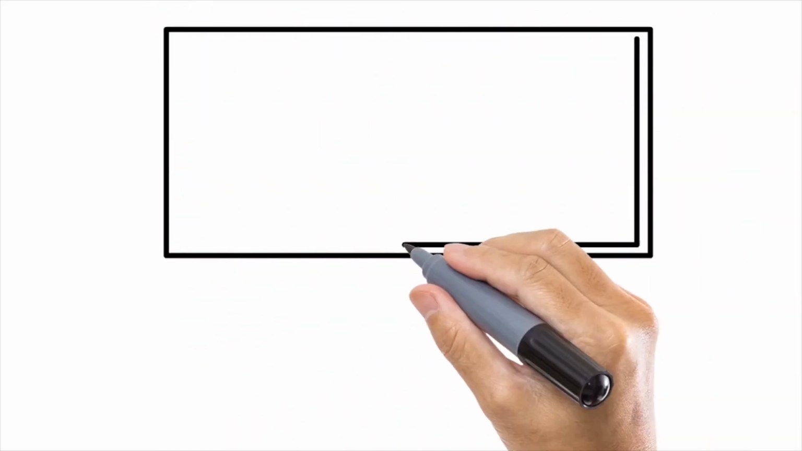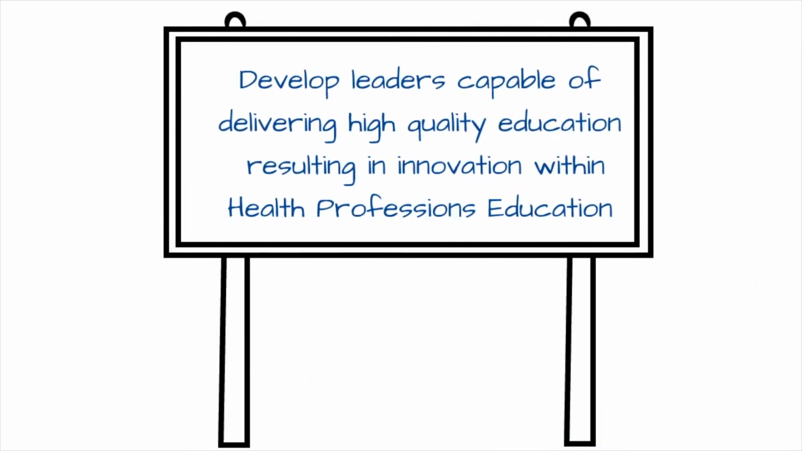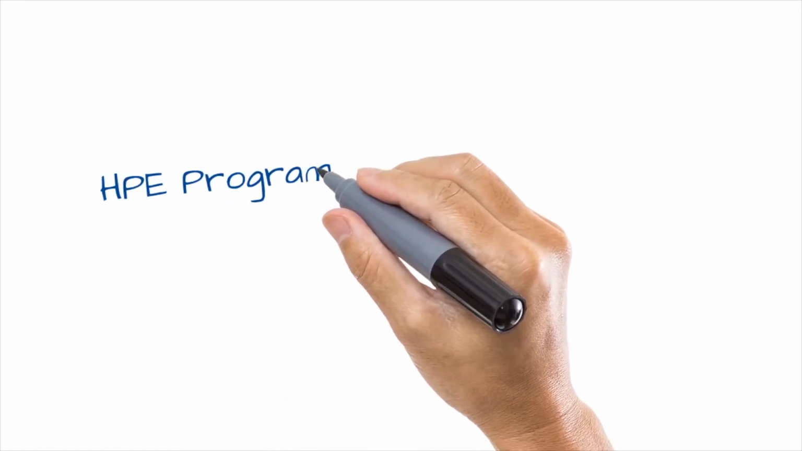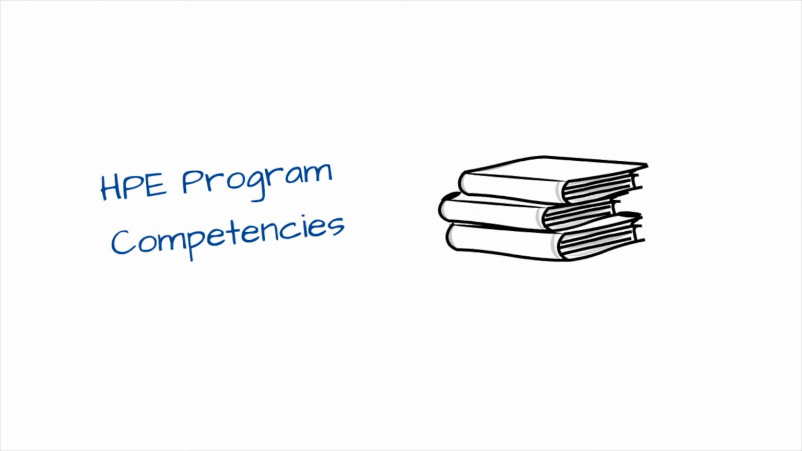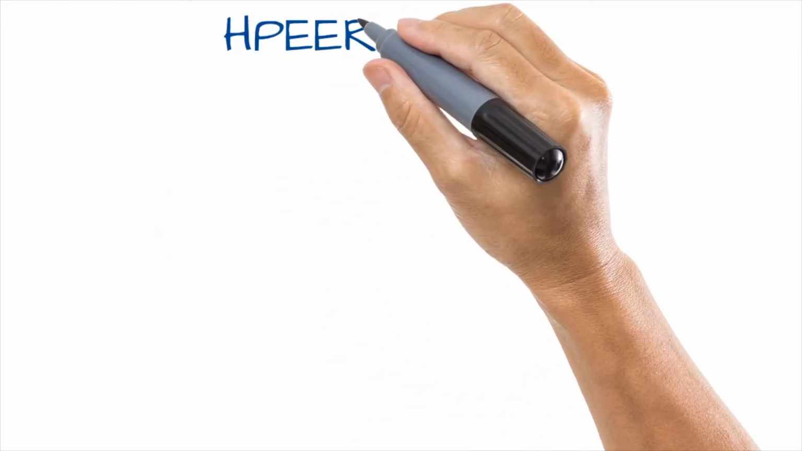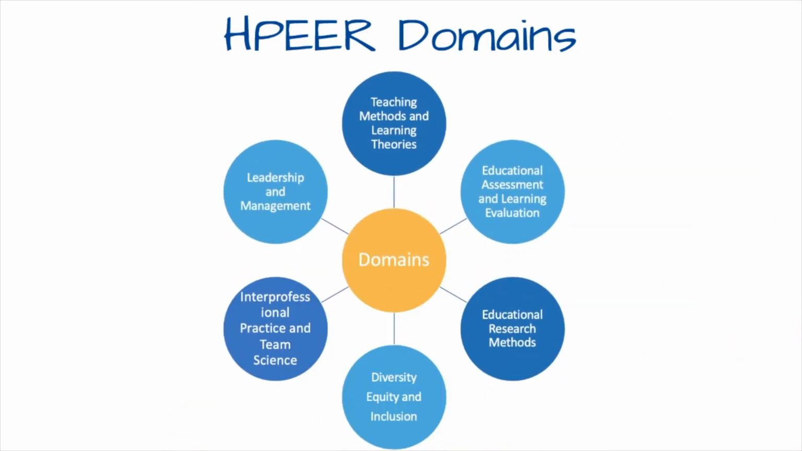As you may recall, graduate and professional programs in health professions education are intended to develop leaders capable of delivering high-quality education resulting in innovation within health professions education. HPEER program competencies are informed by the existing HPE literature and are organized by 6 content areas or domains. HPEER curricular domains include teaching methods and learning theories, educational assessment and program evaluation, educational research methods, diversity, equity, and inclusion, interprofessional practice and team science, and leadership and management.